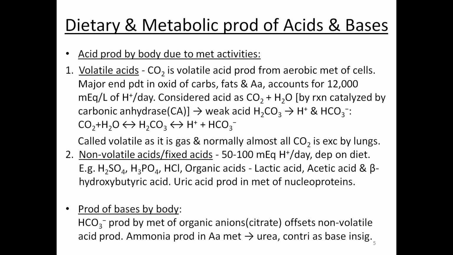Now, the metabolic activities of the body are accompanied by production of two types of acids. So this is important because you need to know what are volatile acids and what are non-volatile acids. Carbon dioxide is a volatile acid which is produced from the aerobic metabolism of cells. It's also a major end product in the oxidation of carbohydrates, fats, and amino acids. Carbon dioxide accounts for over 12,000 milliequivalent per liter of hydrogen ions per day.